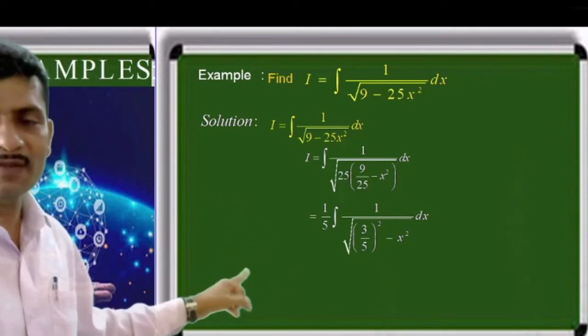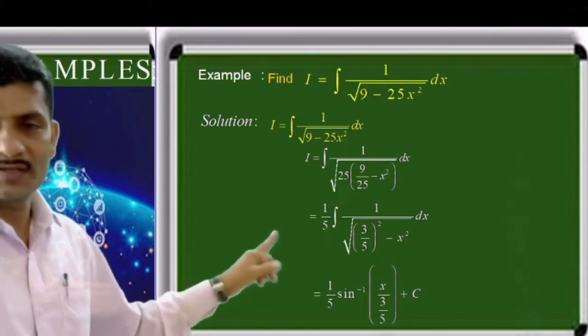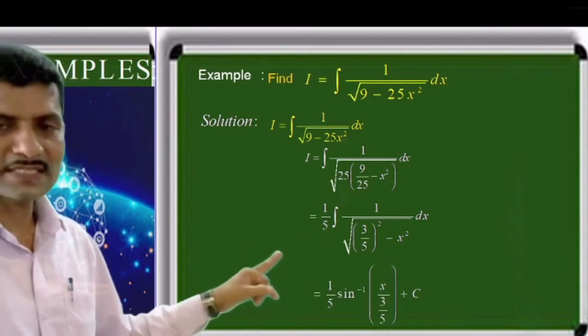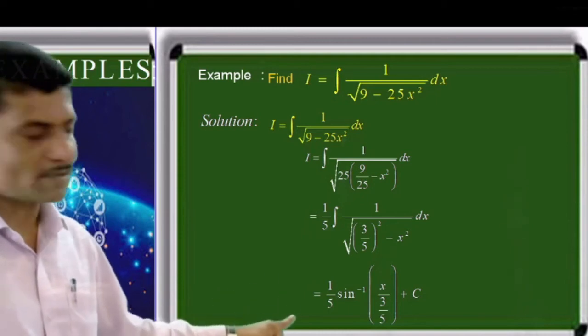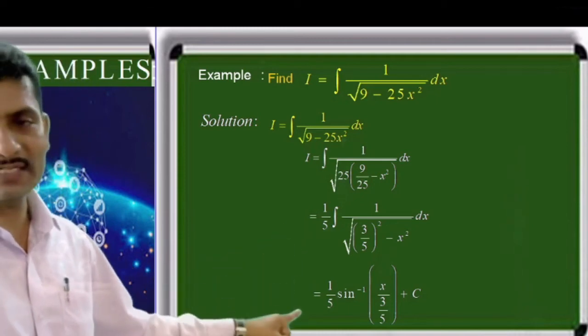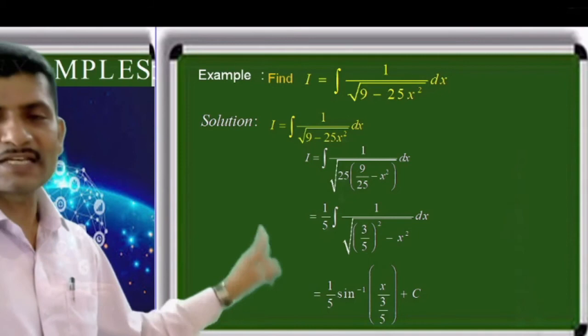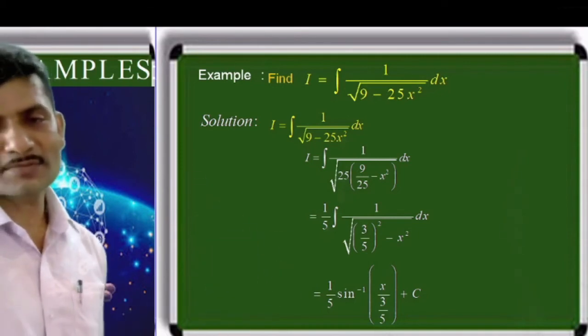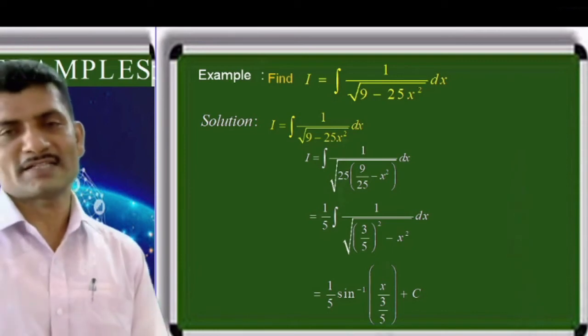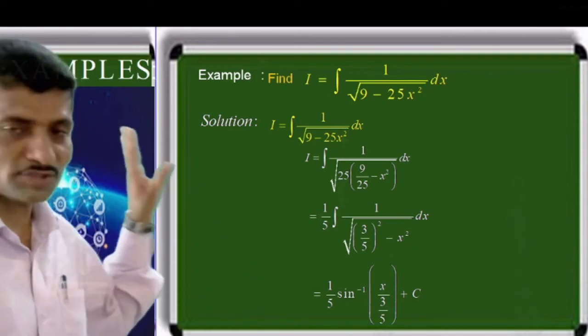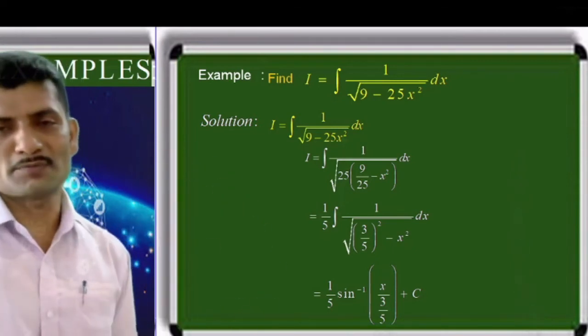1 by 5 into sin inverse of x by a, that is, 1 by 5 sin inverse of x divided by 3 by 5. If we simplify, it will be equal to 5x divided by 3 plus integral constant. You do understand; two more questions from the problem.